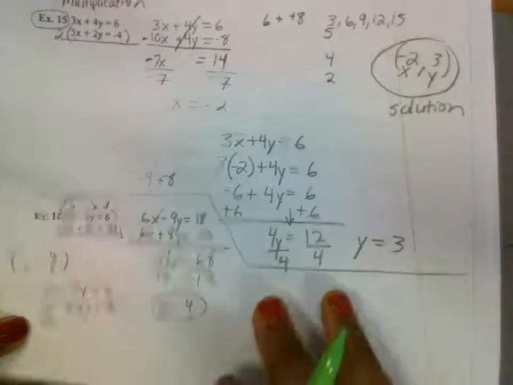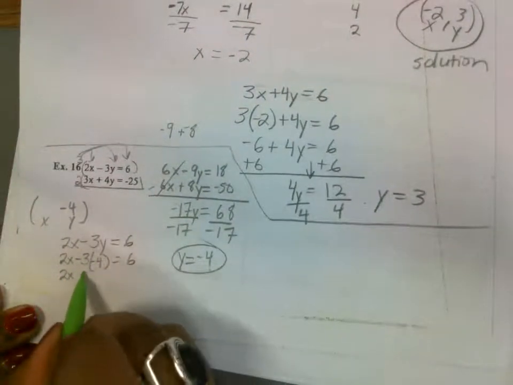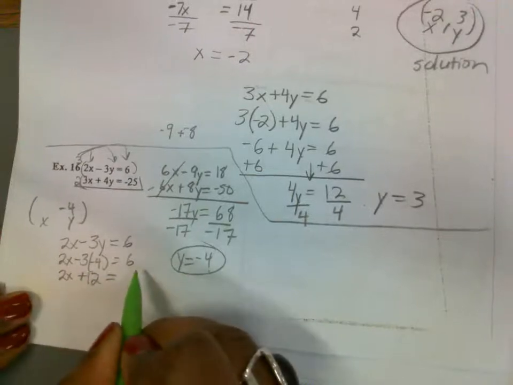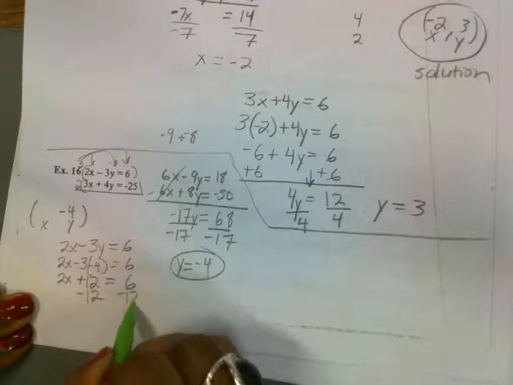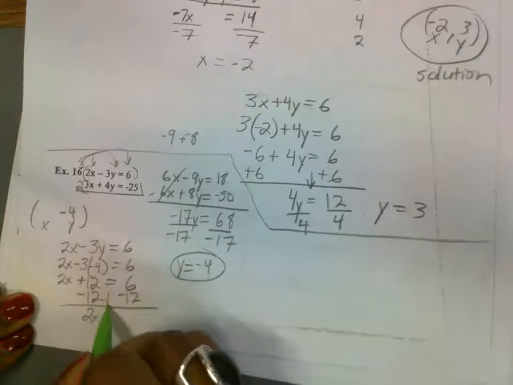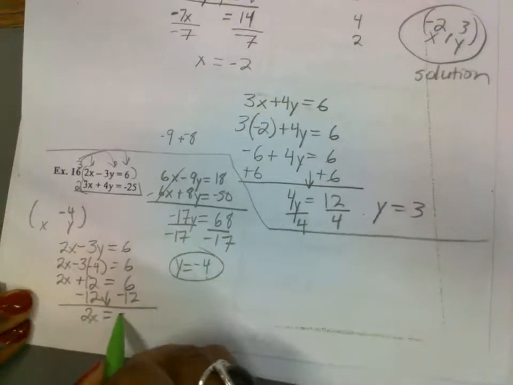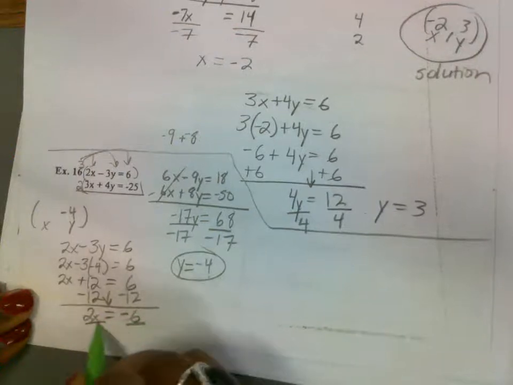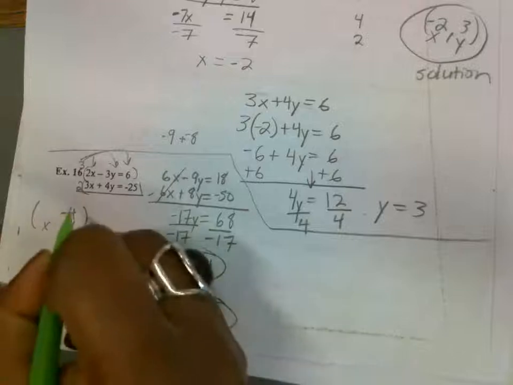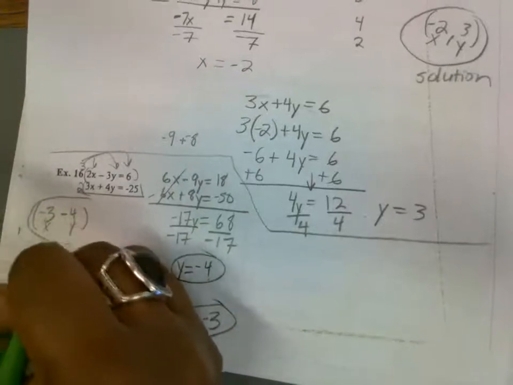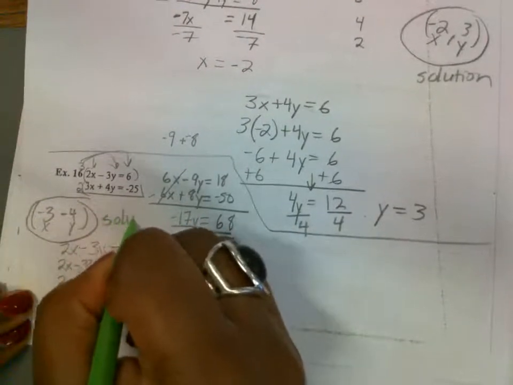So this is 2x. A negative times a negative is a positive 12 is equal to 6. So I'm going to subtract 12 on both sides, and this gives me 2x is equal to a negative 6. When I divide by 2 on both sides, this gives me x is equal to a negative 3. So this is the point in which they cross.